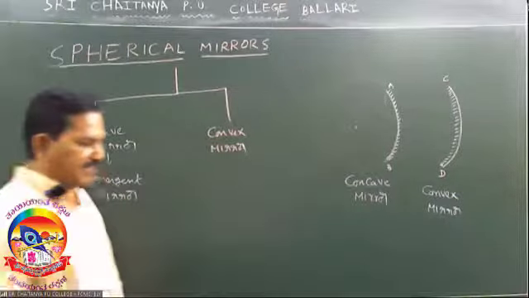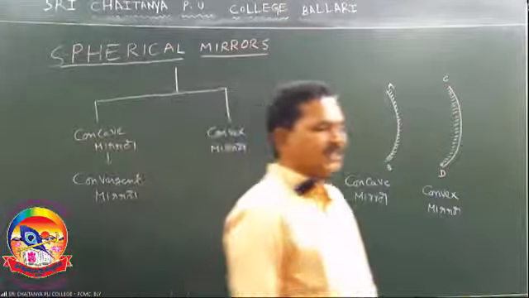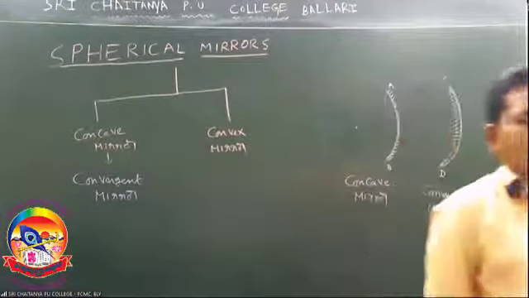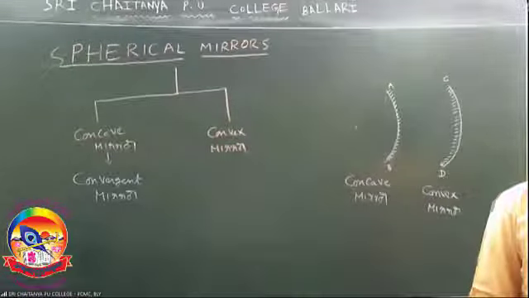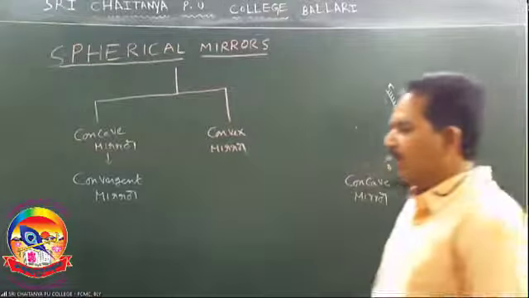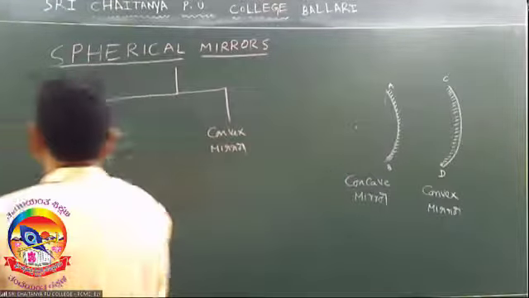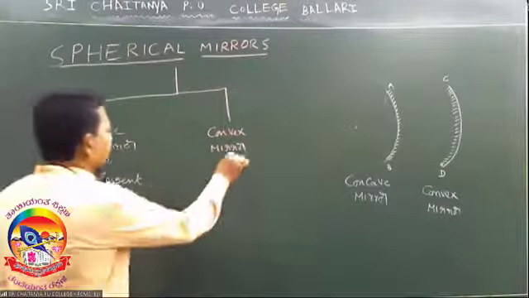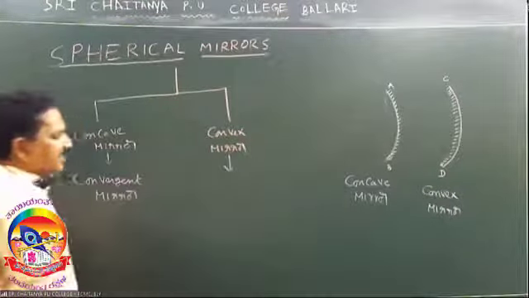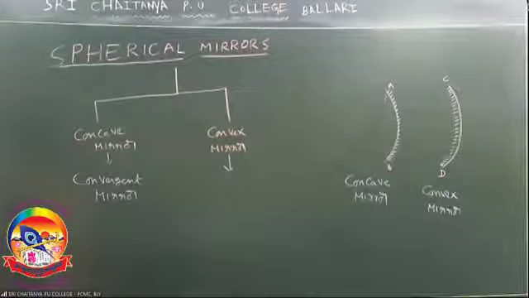Why is it a convergent mirror? Whenever the light rays are allowed to fall on the concave mirror, after reflection, the light rays converge to a point. That's why it is a convergent mirror. Whenever the light rays fall onto the convex mirror, the light rays are going to diverge.